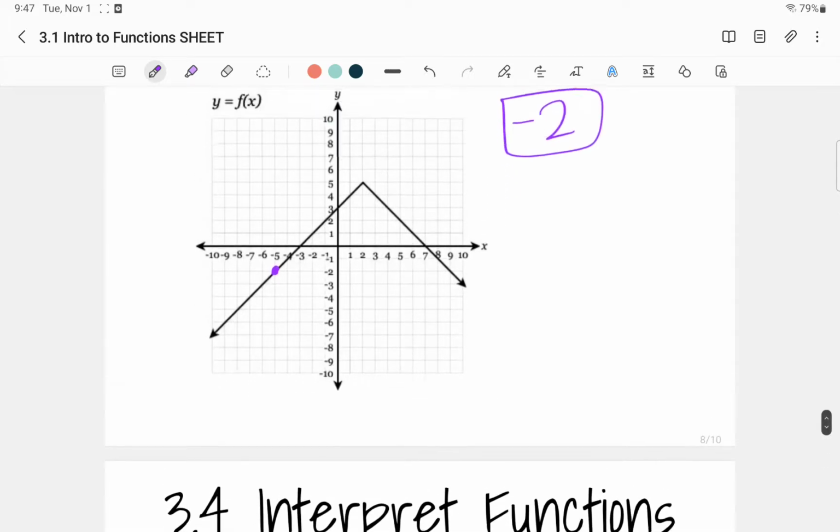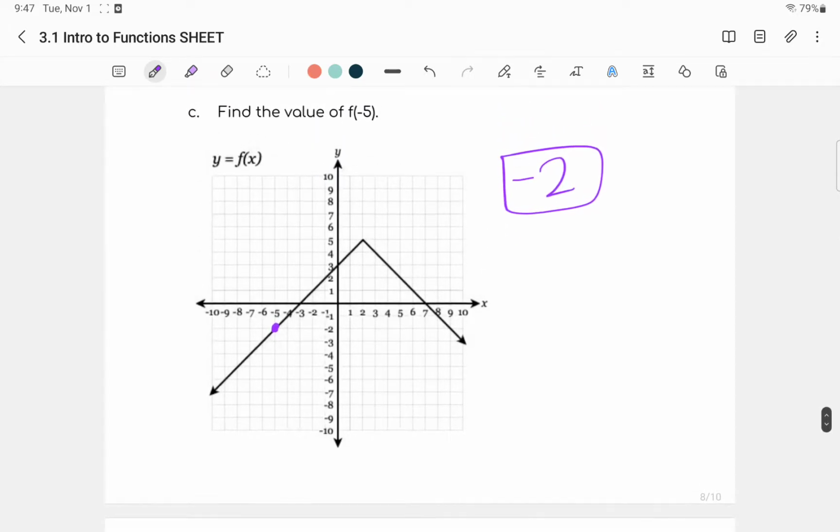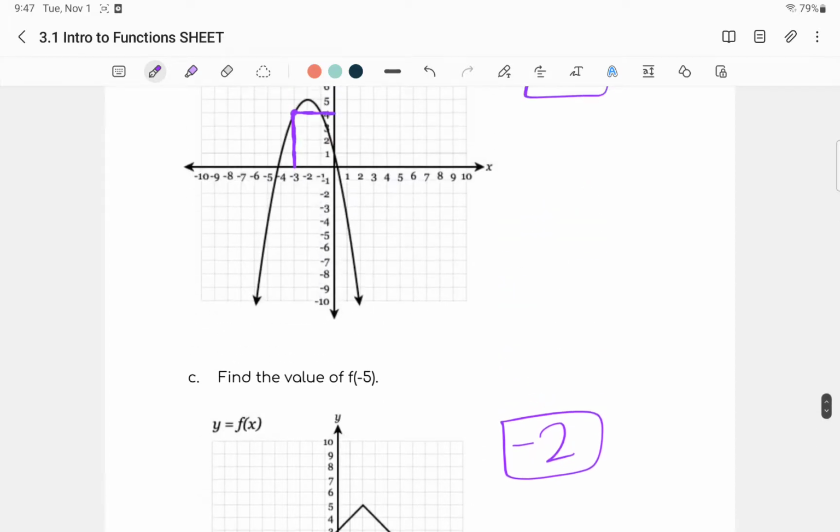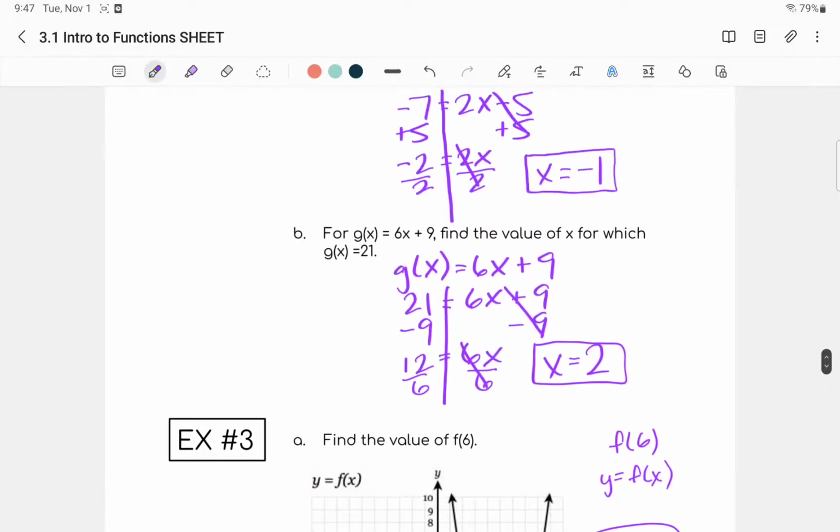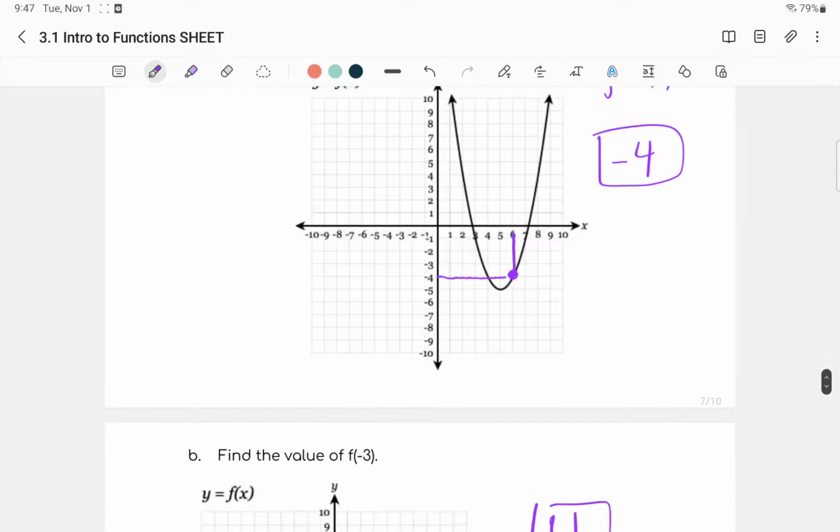And I believe, yep, that is it for this lesson. Again, these questions are kind of visual. You're just looking at the graph. The first ones, you're solving the equation, but these next ones, you're just looking at the graph.